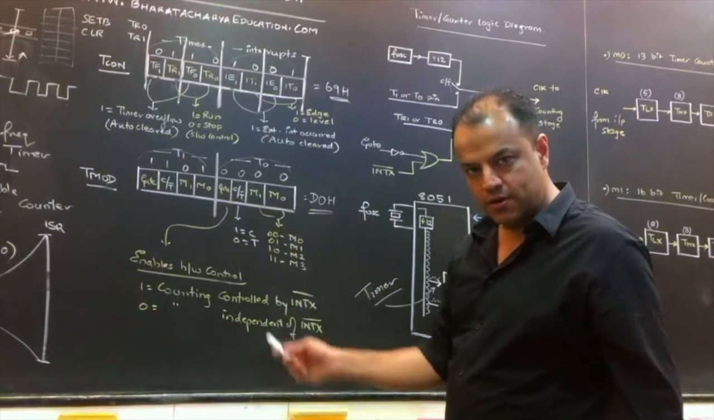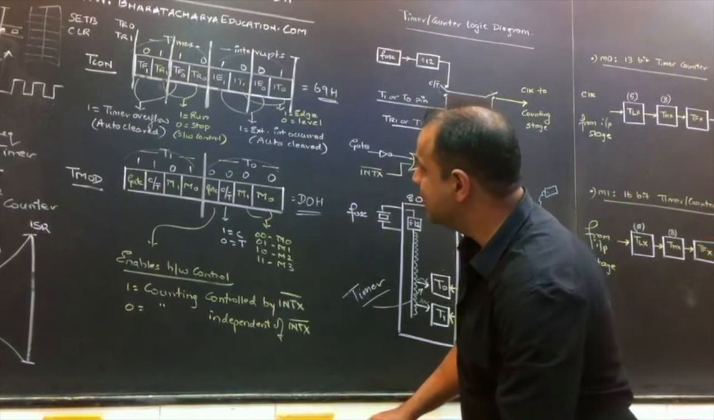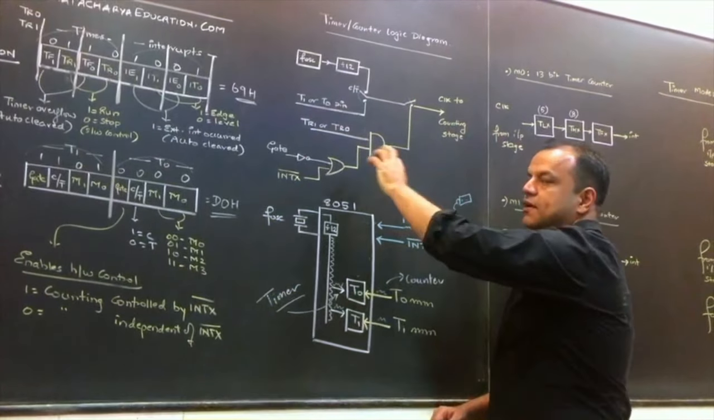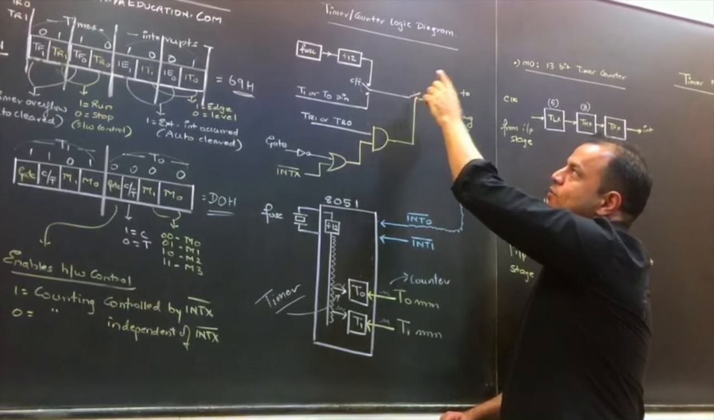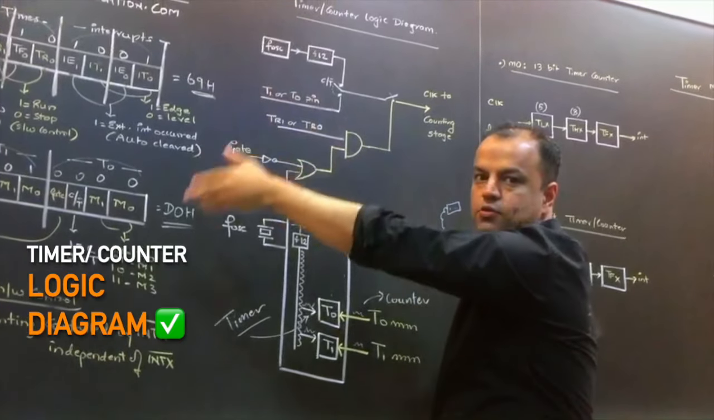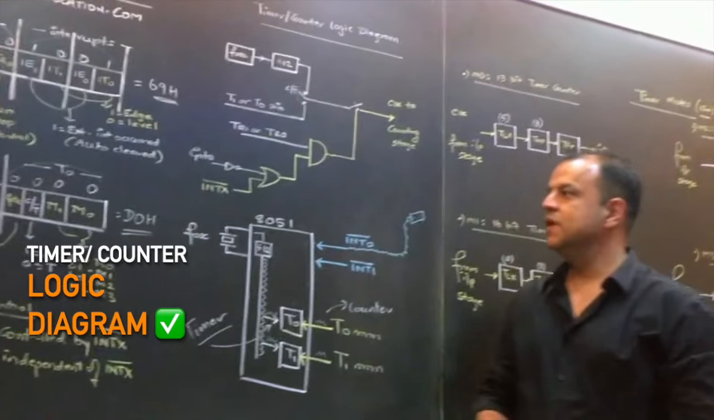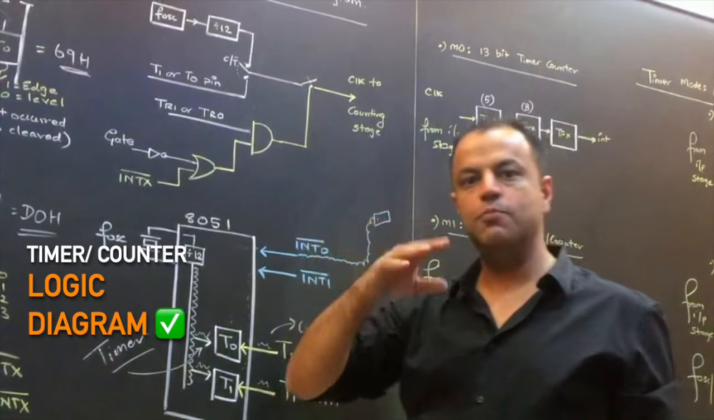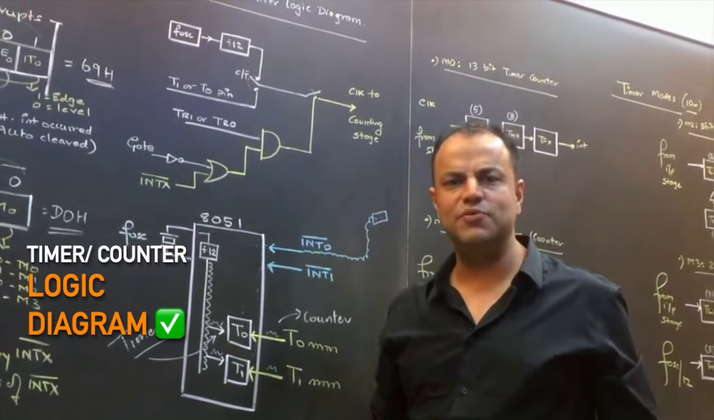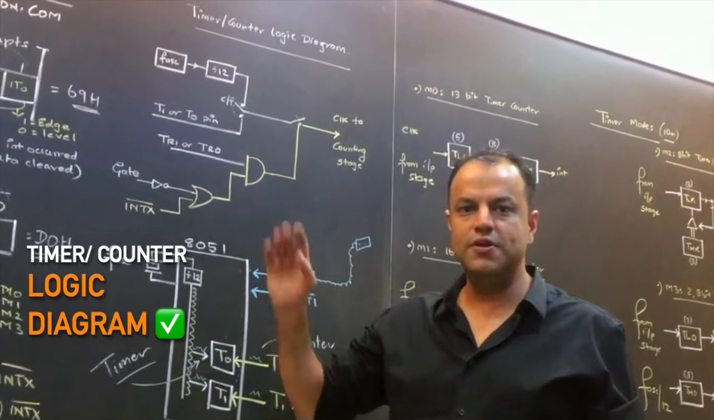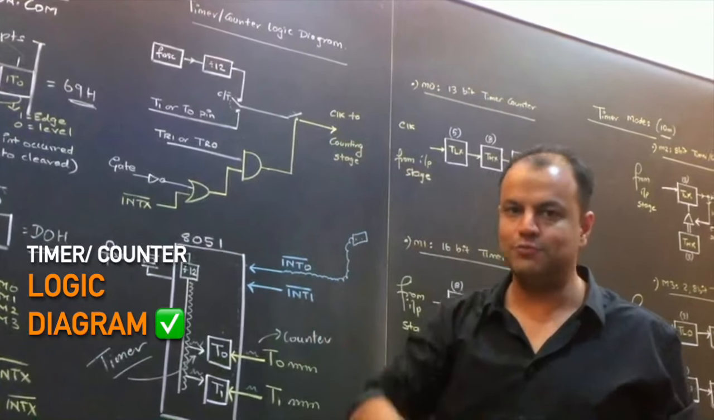Now everything you learned in TCON and TMOD can be summarized in this single diagram. This is called the timer counter logic diagram. It contains everything you learned over here. Okay, let's start. This circuit is there for both timers, timer 0 and timer 1. It's the same circuit. Obviously you don't learn it twice, you learn it once, but you have a similar circuit for timer 0 as well as for timer 1.